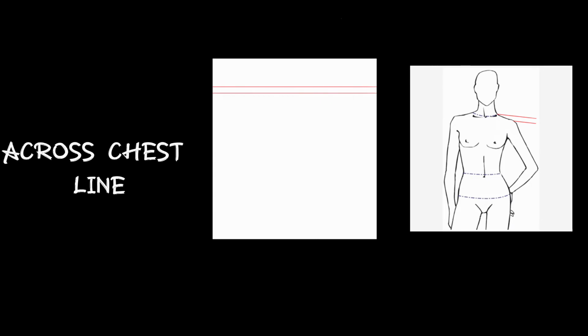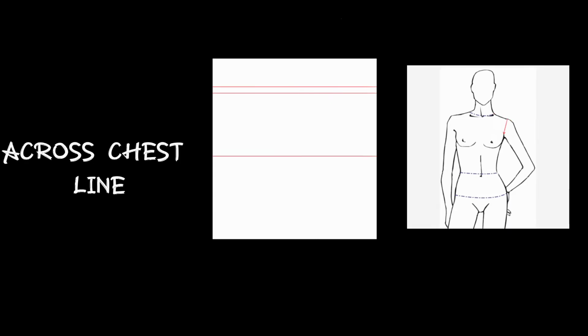Next is the across chest line. Now to get this line, you measure from the end of your shoulder to where the armpit starts. Typically, it is 5 inches.